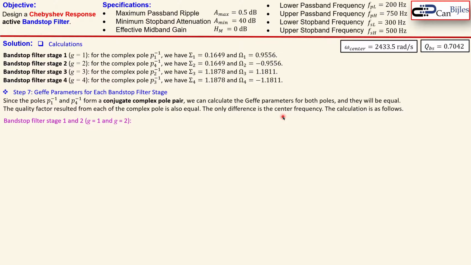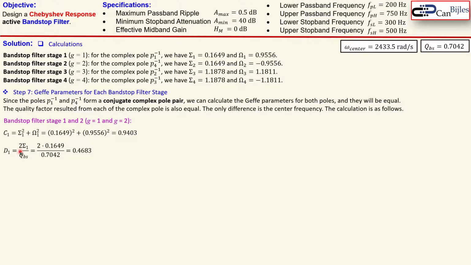Now, how does the calculation work out? For band stop filter stages 1 and 2, that means G is equal to 1 and G is equal to 2. We start with the parameter C1 given by this, so we only take the capital letter sigma 1 and the omega 1 from here. They will give you this value. Then we calculate the D1, which is from here.